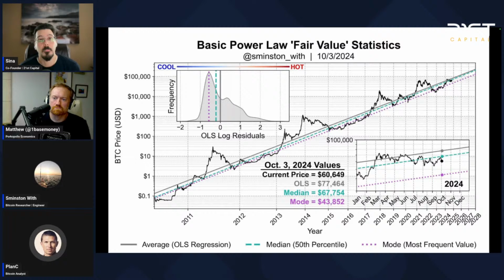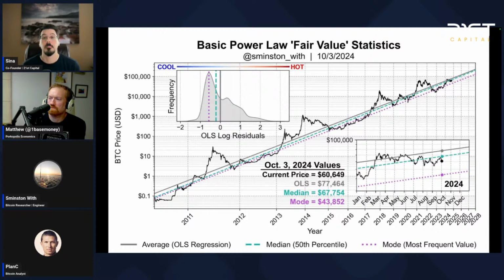So if someone's expecting the average price to always be at OLS, but the actual most frequent is the mode, there's quite a difference there, like Cito was just saying. You could probably make an argument that the mode is the actual fair value, or the median, right? You could argue in different ways, but it's interesting. To wrap this up, I think this sets up nicely to segue into your stuff, Plan C.